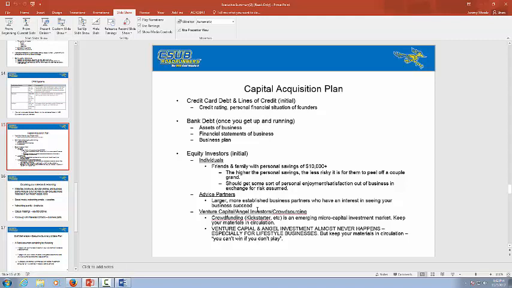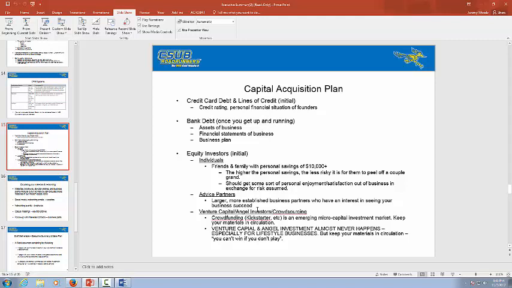So if you've got $10,000 sitting in a money market account or in a savings account somewhere, that is not earmarked for any particular cost or expense, that is the kind of person that you want to target for being an investor in your company. The higher the personal savings they have, the less risky it is for them to peel off a couple grand to invest in your business. So $10,000 is kind of the baseline.